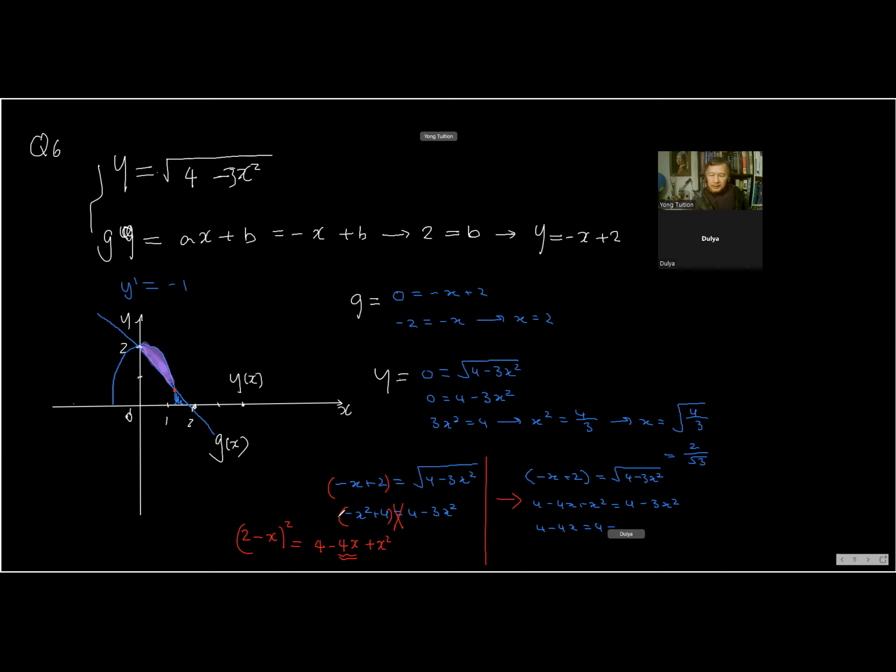The quadratic looks like... 4 cancelled, right? Positive 4 cancelled. So how many solutions for x? Two. Obviously, x is not equal to 0, right? Well, x equals 0 is a solution, but we need to find another x value.